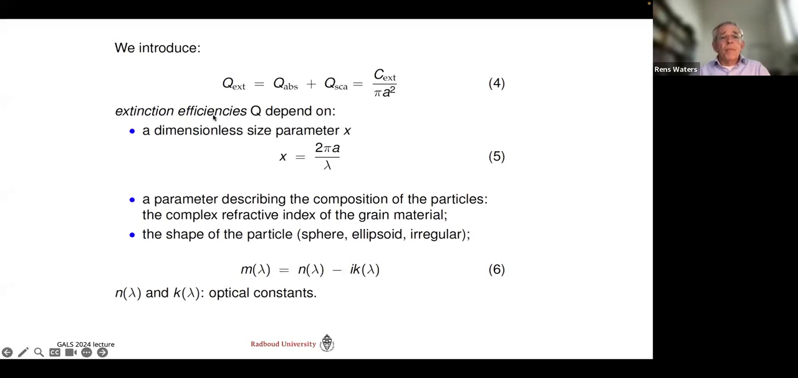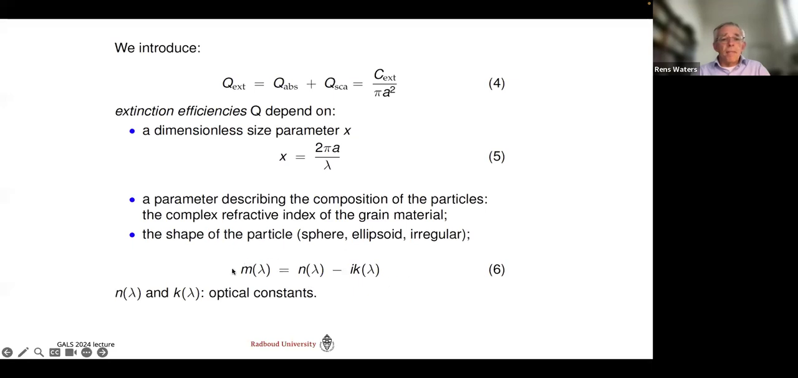And these extinction efficiencies depend on this value x, but they also depend on the composition of the particles, namely the complex refractive index of the grain material, and they also depend on the shape of the particle, whether it's a sphere or an ellipsoid or an irregular particle. And the complex refractive index is written like this.